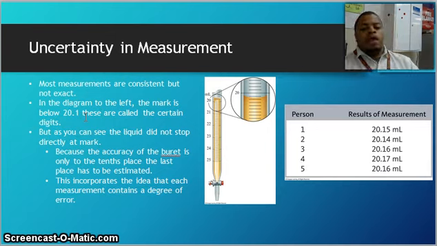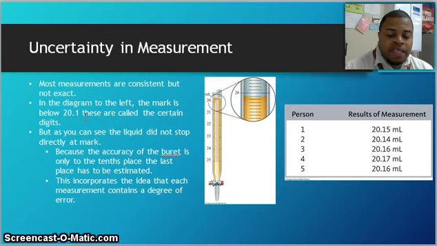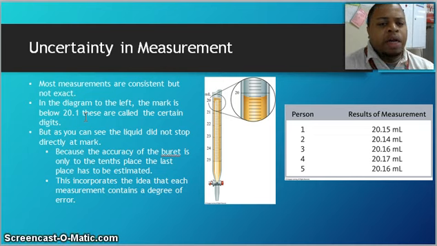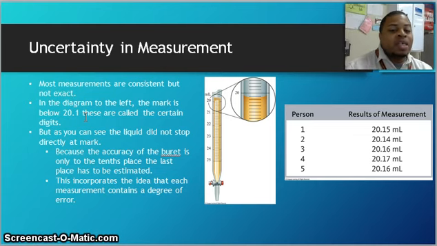Now, this is the next part that's going to come into this. With every measurement that you're going to take, with those things we talked about, with volume and length and time, there's always some degree of uncertainty. Now, as it says, most measurements are consistent but not exact. When we look at the chart given all the way to the right of the screen, you notice that all of the values are 20.1 something.